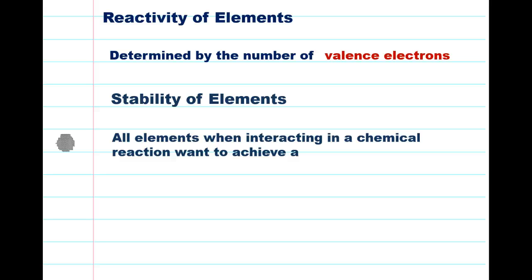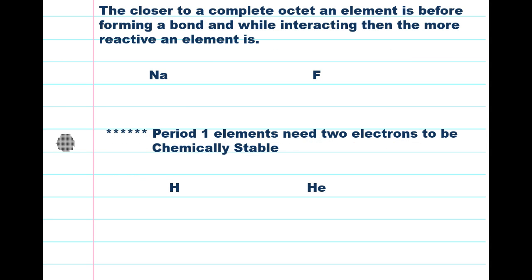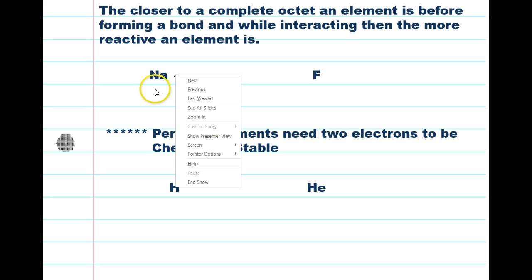The stability of the elements: all the elements, when interacting in a chemical reaction, want to achieve a complete octet. And why is this? Well, let's take a look at that. The closer to a complete octet an element is before forming a bond and while interacting, the more reactive an element is. Well, we know that sodium has 1 valence electron.